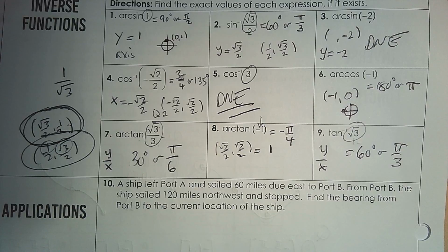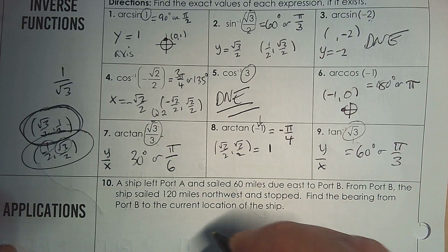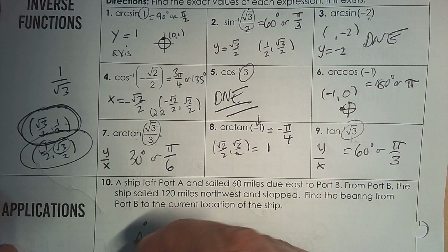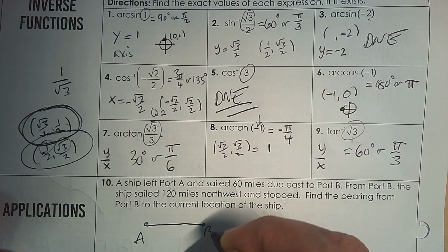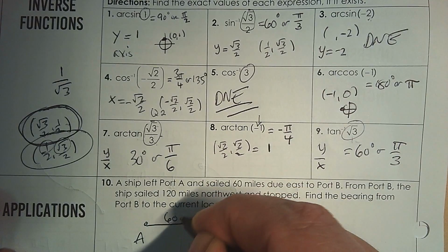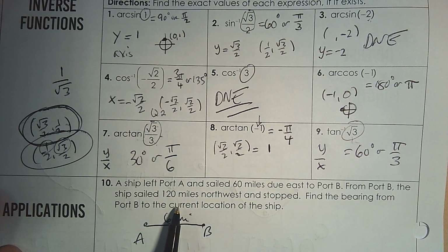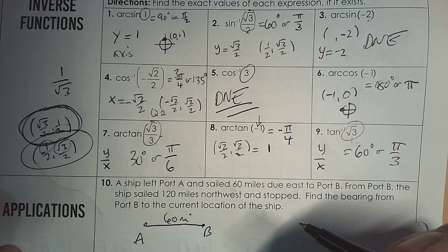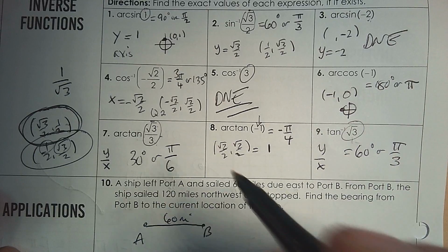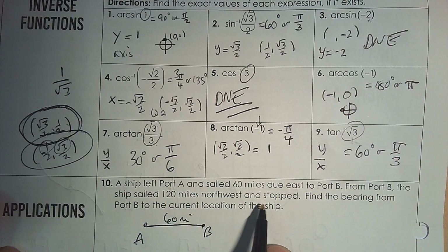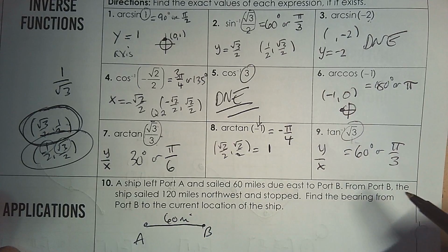A ship left Port A and sailed 60 miles due east to Port B. I can do that. So here is A and went directly east to B, and that distance is 60 miles. From B, the ship sailed 120 miles northwest. I'm going to run out of space here, but northwest, and stopped.